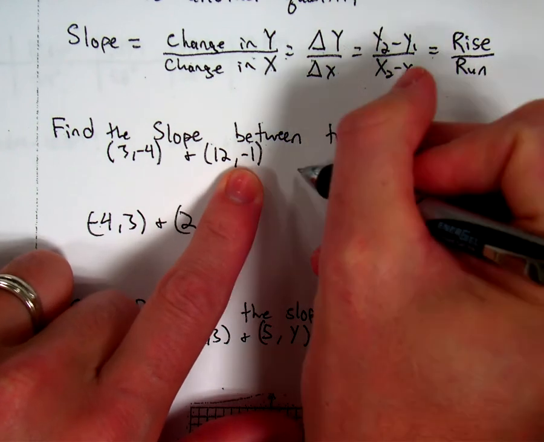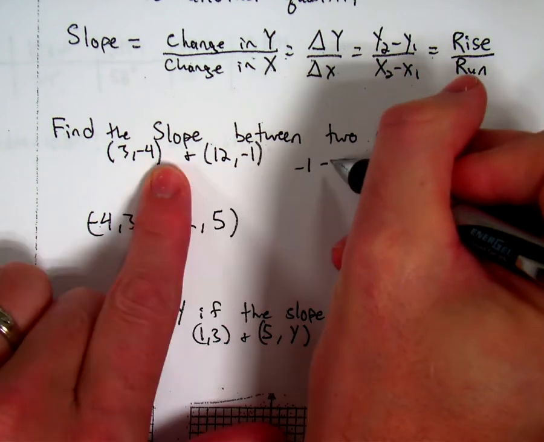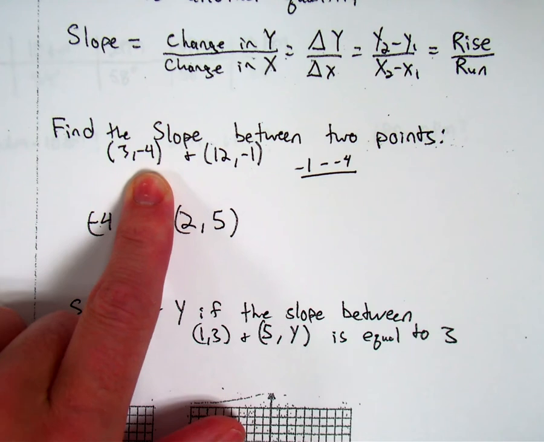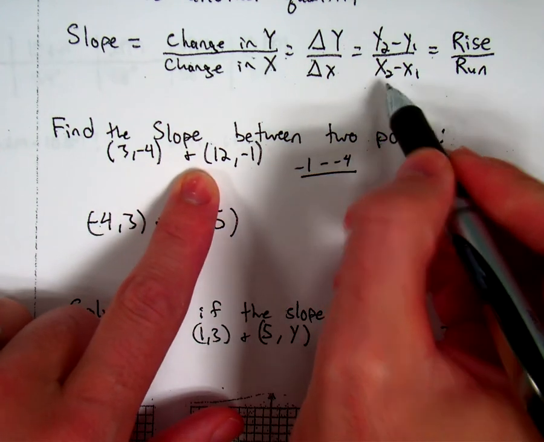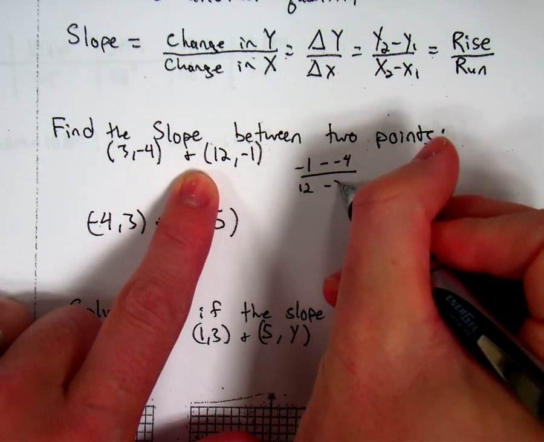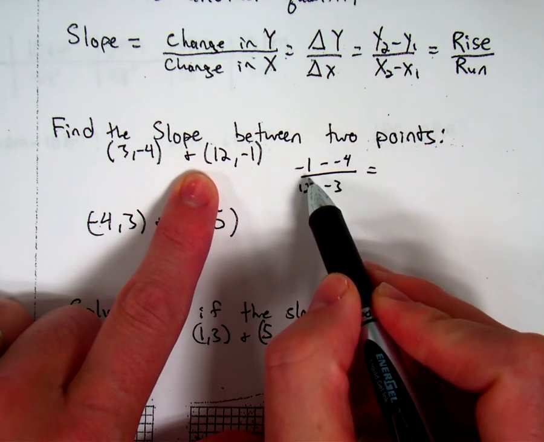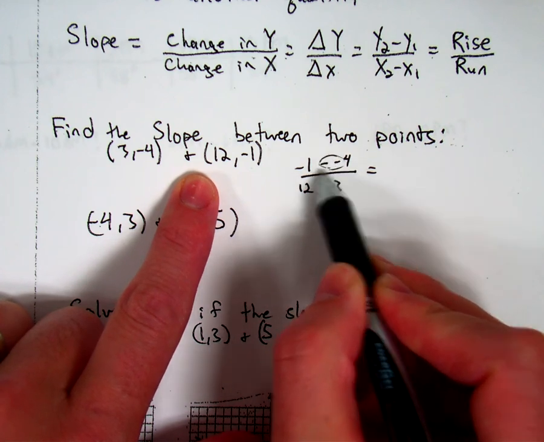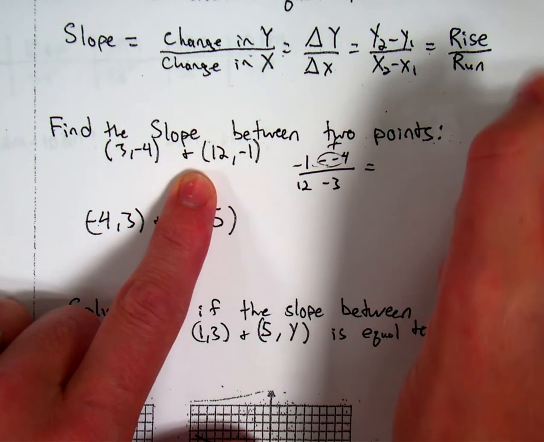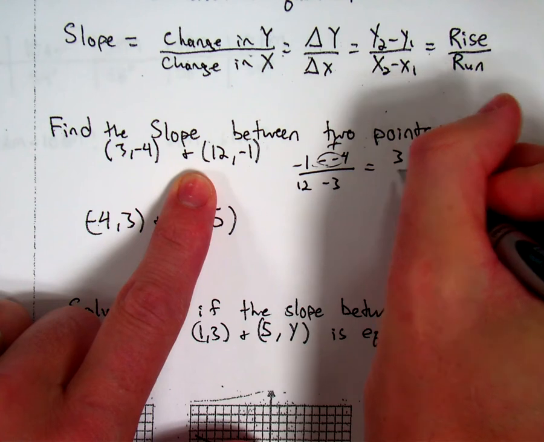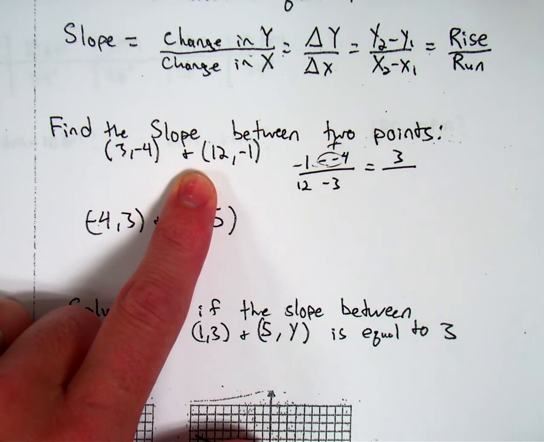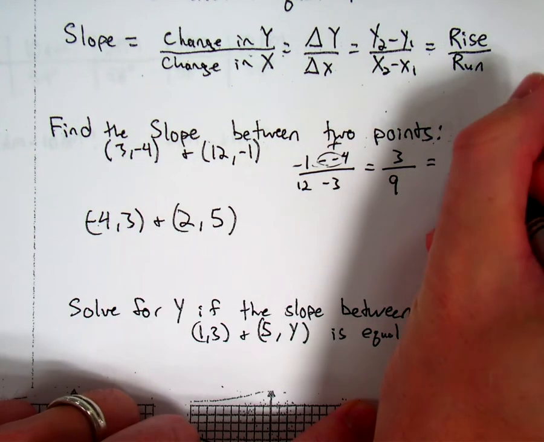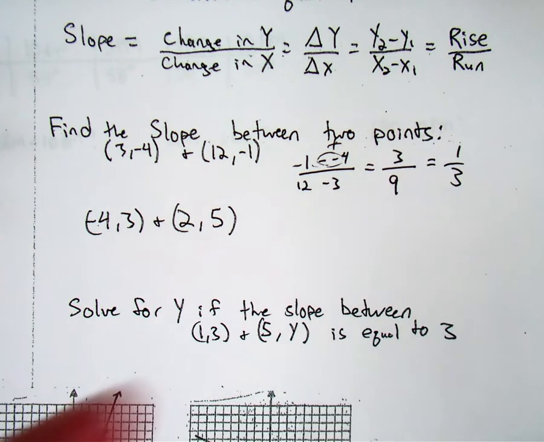So for y2, I'm going to go -1 minus -4. A lot of negative signs up there. That can be tricky. x2 is 12 minus 3. So -1 minus a negative is going to be a plus. So we have -1 plus 4. That's actually going to be a positive 3 on the top. 12 minus 3 is 9 on the bottom. And our slope for this should be 1/3.